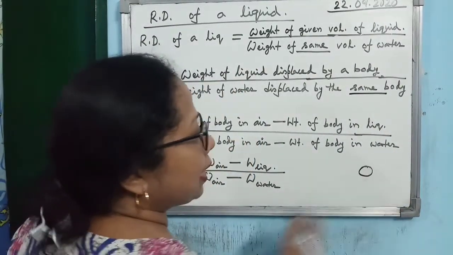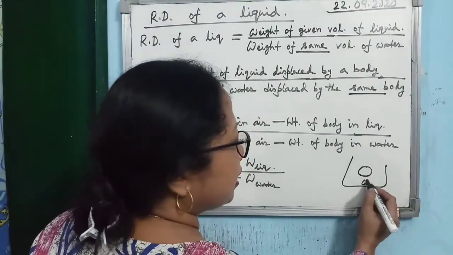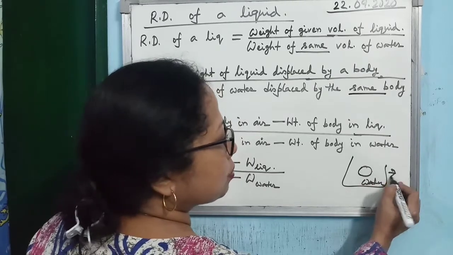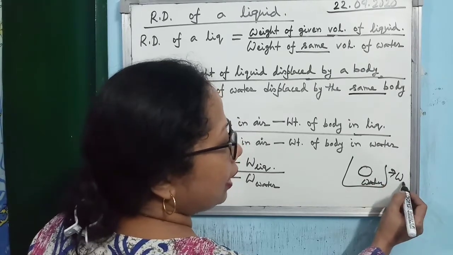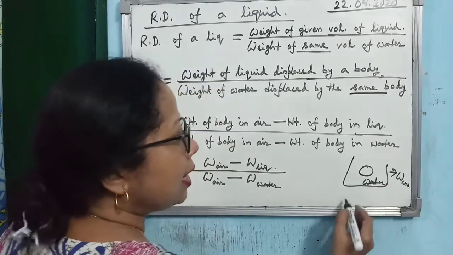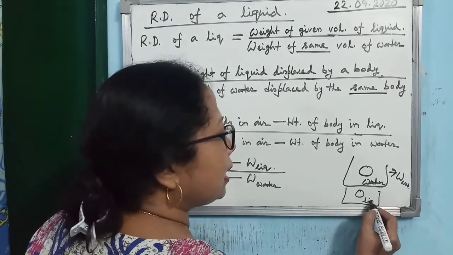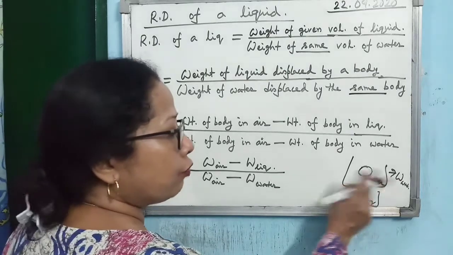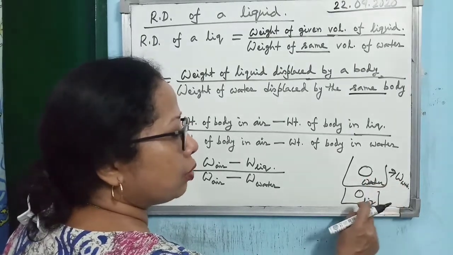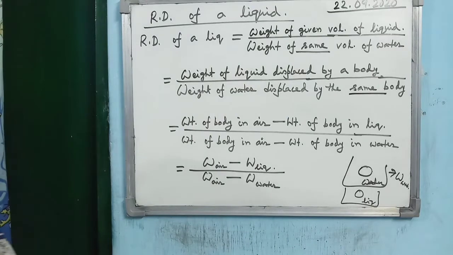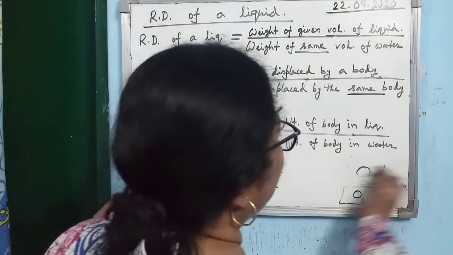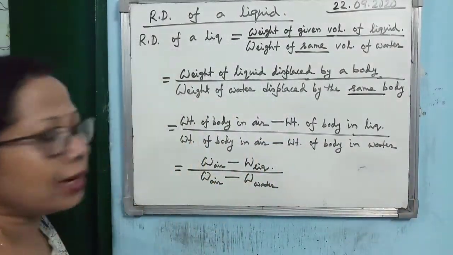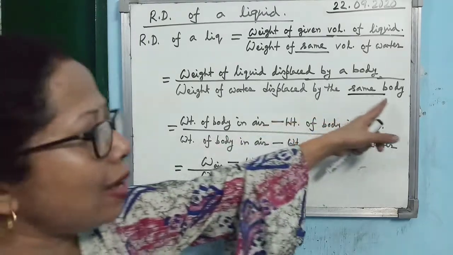Suppose you have taken a body, you first immerse it in water and get the weight of the body in water, and then you take it inside a liquid. So in both cases, what will happen? The volume of water displaced will be equal to the volume of liquid displaced. That's why it is written as weight of the liquid displaced by a body divided by weight of water displaced by the same body.